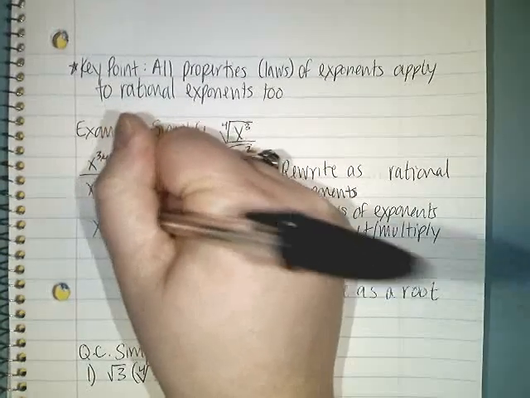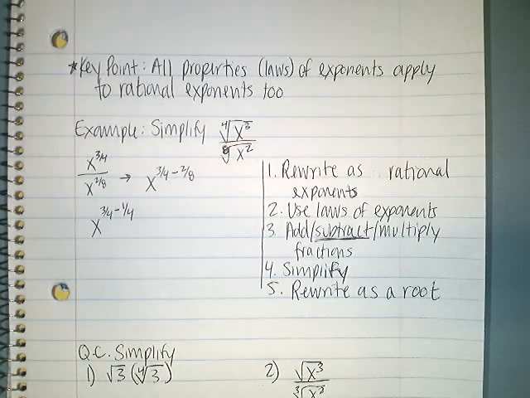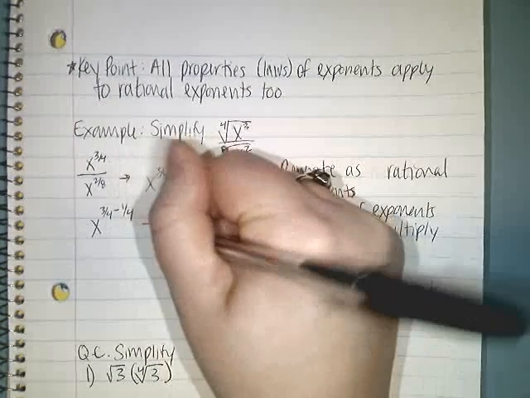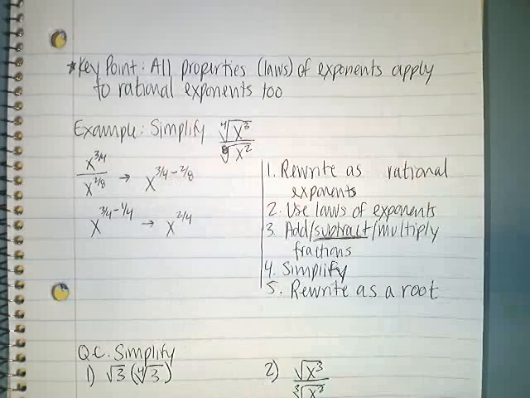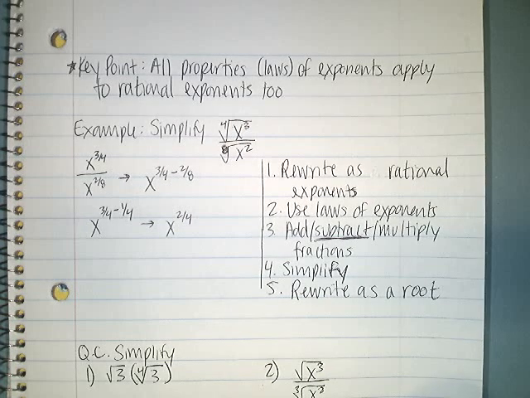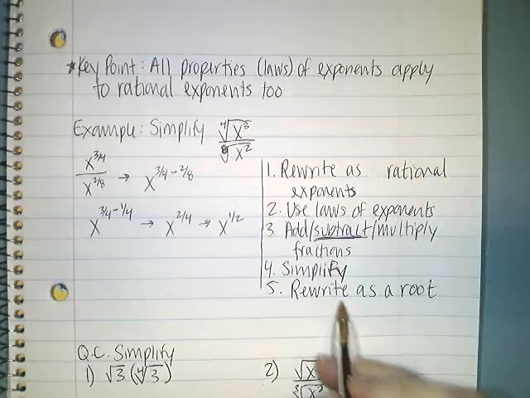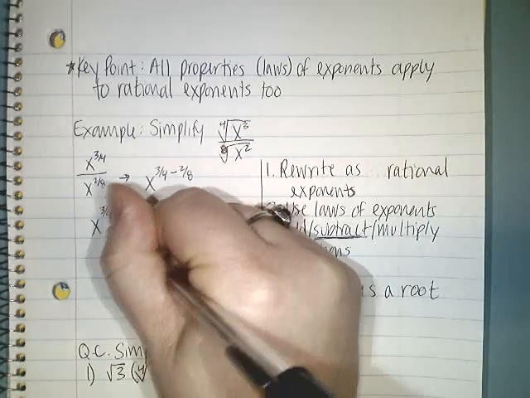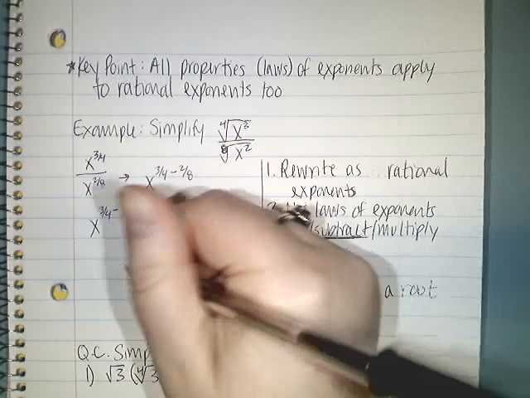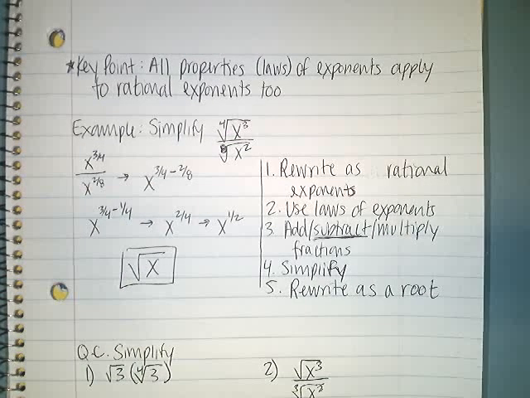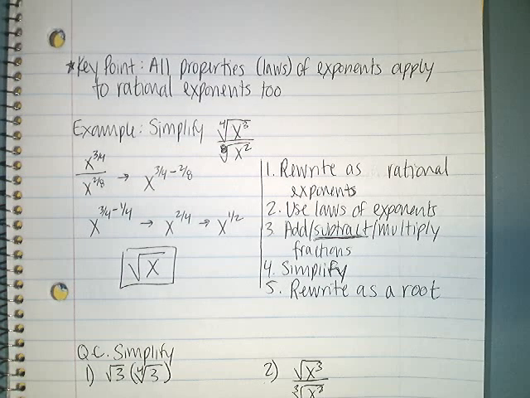2/8 reduces to 1/4. So I actually just have x to the 3/4 minus 1/4, which becomes x to the 2/4. And then I just need to simplify that fraction again. So x to the 2/4 becomes x to the 1/2. So last but not least, I need to rewrite this as a root, and this would just be the square root of x. So that would be my final answer when I write that out.